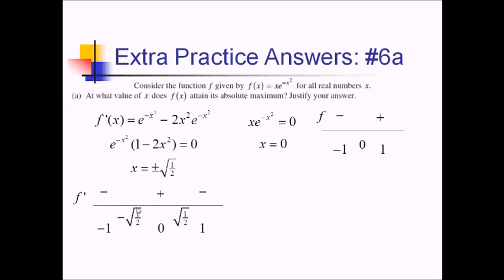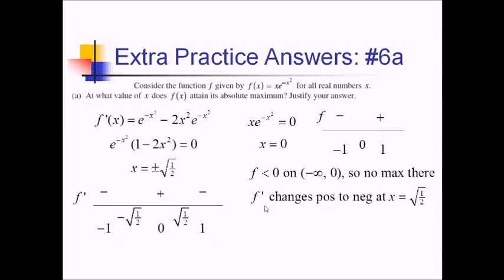So that means that even though these numbers are going up forever as we move to the left, they're all negative, whereas the numbers to the right of 0, including whatever output you get from radical 1/2, those numbers are all positive. That means this local max here is going to be higher than any of the numbers over here just because it's positive and these are all negative. So to write this out, f is less than 0 from negative infinity to 0, so there's no max over there. So that means that since f prime changes from positive to negative at x equals radical 1/2, in other words, since we have a local max, that means we also have an absolute max at x equals radical 1/2.